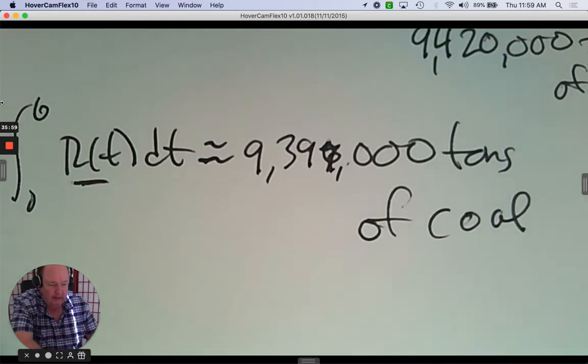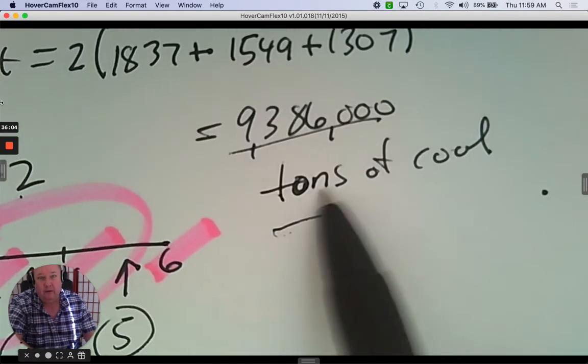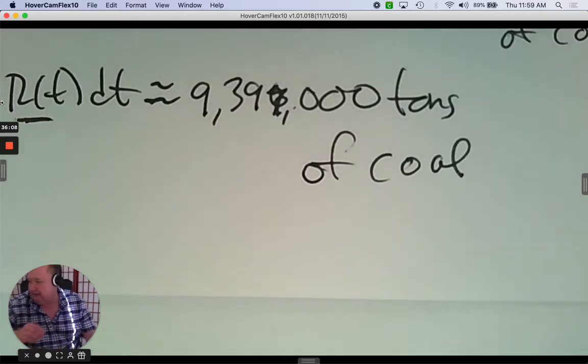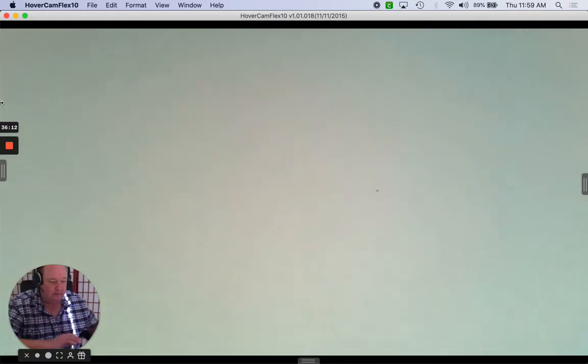Which one was more accurate? The trapezoidal rule or the midpoint Riemann sum? So can you see the midpoint was actually a little bit more accurate. All right, there's number 12.